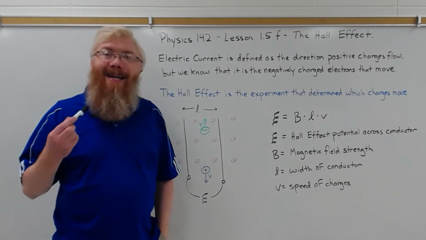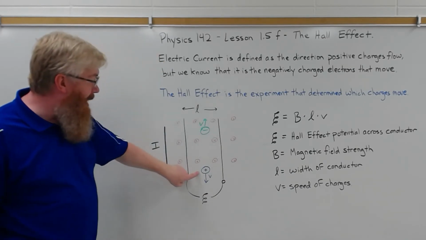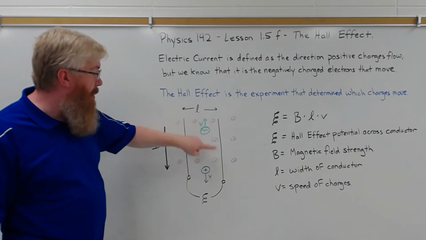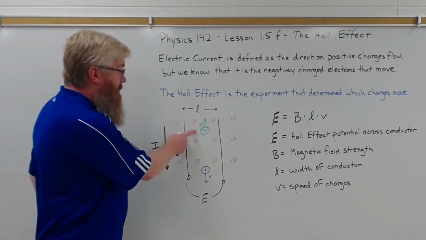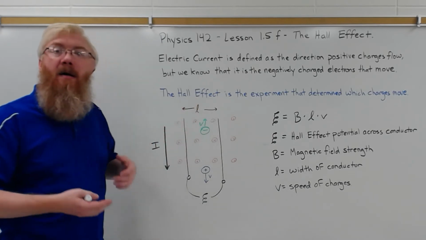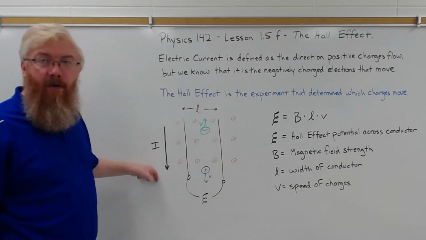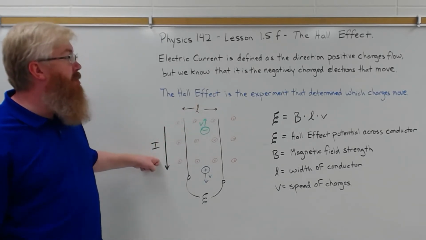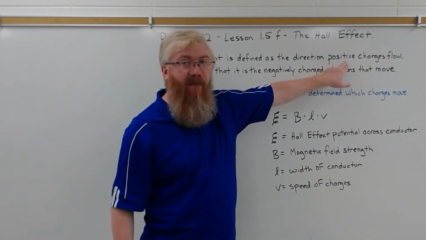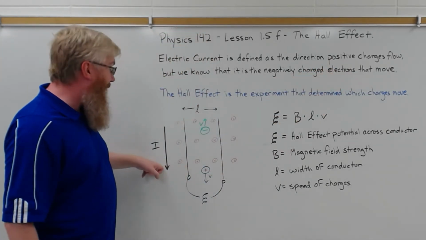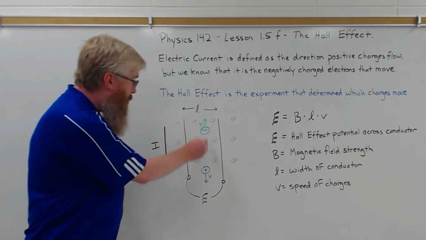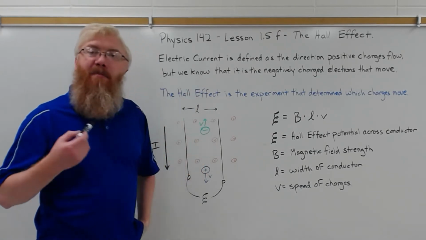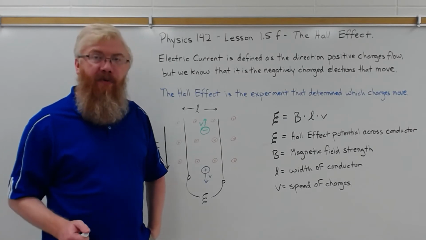So either positive charges in this copper sheet are moving downward, or the negative charges are moving upward. Both will give you a current going down, right? Because again, I is the direction where positive charges flow, which is opposite the direction that the negative charges would flow. So which is right? Is the positive charge moving or is the negative charge moving?